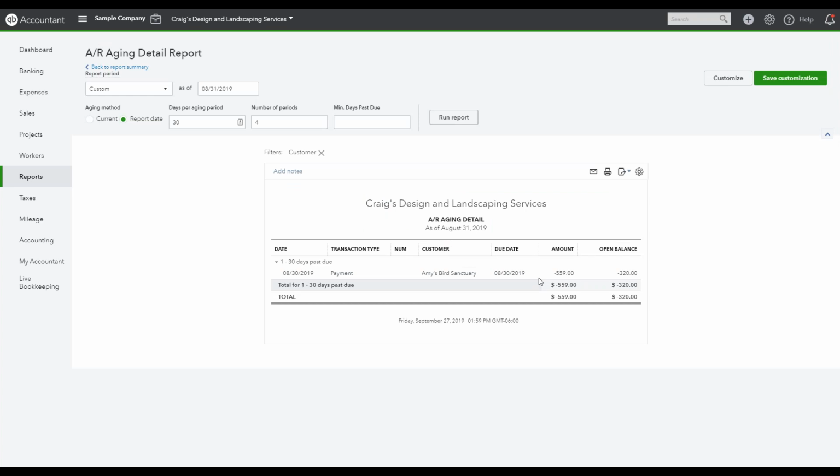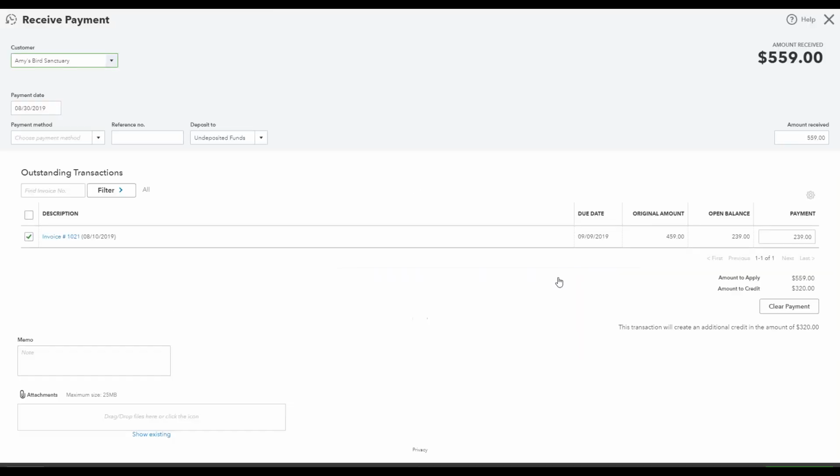You would go in and you would look at it and you would say, payment $559, but it gave us a $320 credit. So what happened with that? So you might drill in even further and then see that the original invoice was for $239, and she wrote us a $559 check. So with that, I don't know the answer in this one.